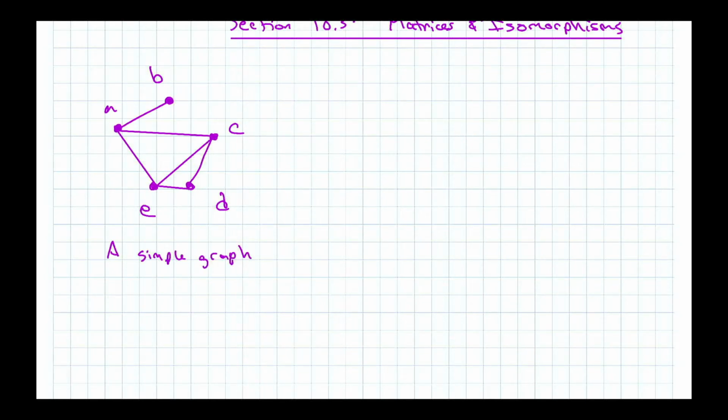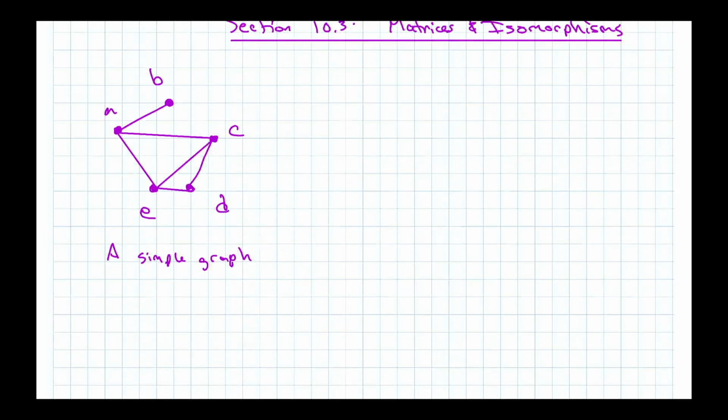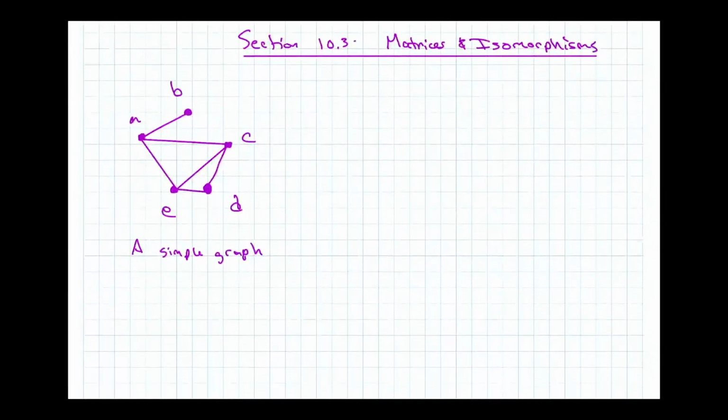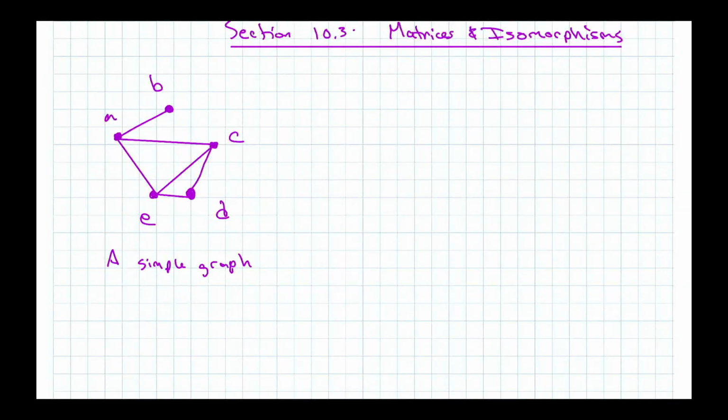If you wanted to describe this graph to somebody, how would you do it? We're not going to give them the picture. We're going to have to tell somebody how to make this graph. What you can do is write an adjacency list, for example. You can represent this graph as an adjacency list.